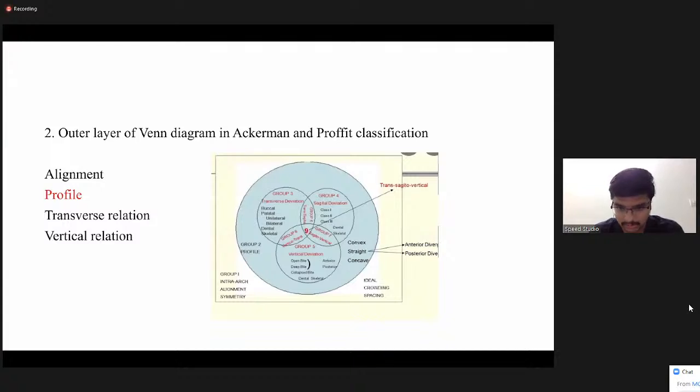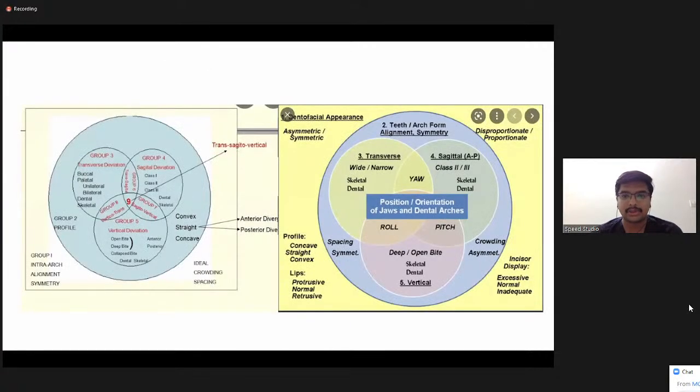The outermost layer forms the group 1 intra-arch alignment symmetry, which also includes the crowding and the spacing and the ideal alignment of the dental constituents. So the most ideal answer for this would be profile, and people would be tempted to choose option A, which is alignment. And the following questions can also arise from these types of Venn diagram questions.